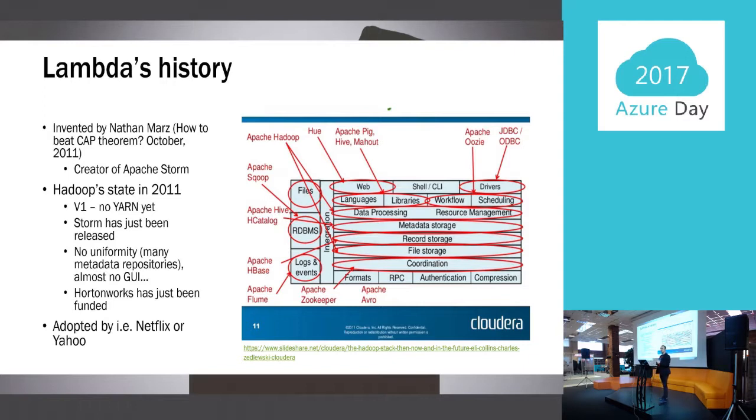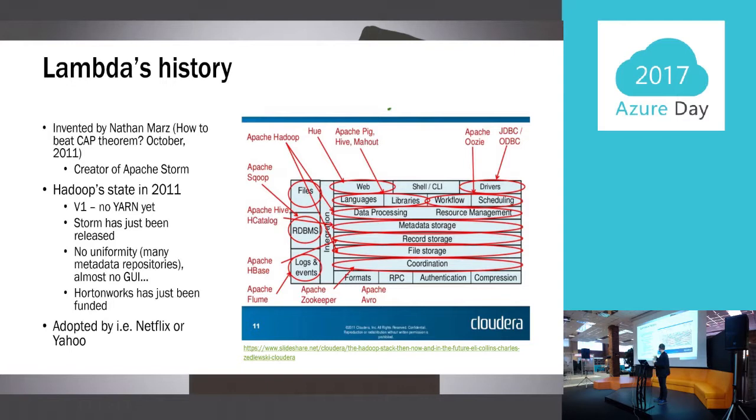Storm had just been released, so no wonder Mr. Nathan not only explained how he would see the future of Hadoop, but also tried to make something practical out of it, and this is why he started the Storm project. There was no uniformity, meaning all those components that you see on this picture were very loosely connected. It was the moment in time when Hadoop as an idea burst out, and there were a lot of separate organizations working on this project without real connectivity.